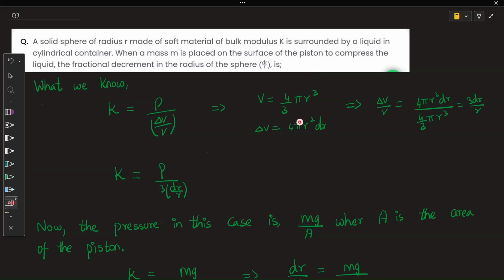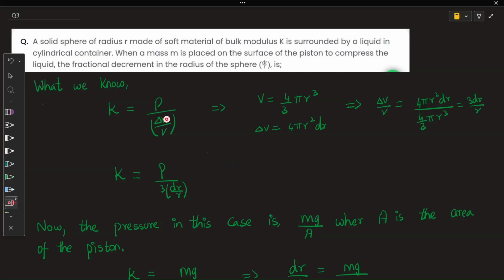Okay, let's add it. So, based on what we know, the bulk modulus is nothing but the pressure divided by delta V by V, right? This is the bulk modulus. Now, what they are asking is dr by r in terms of radius. So, we can involve radius in volume.